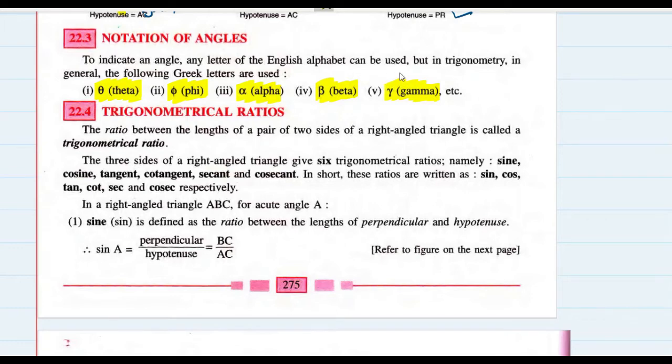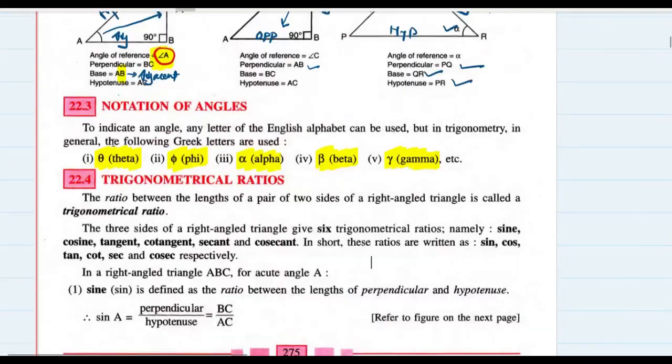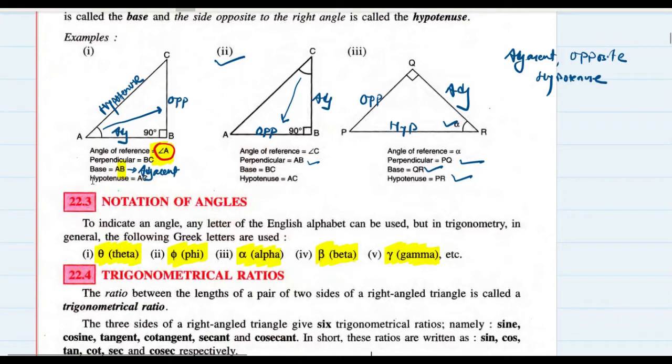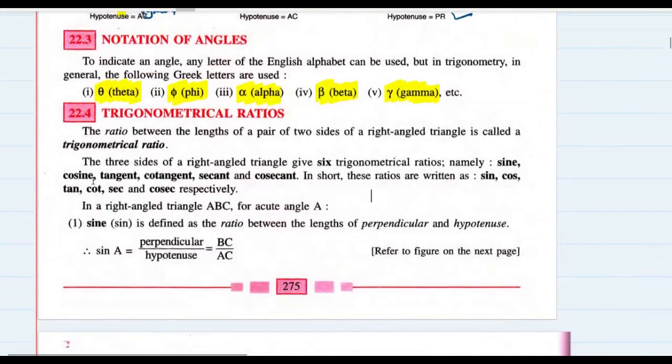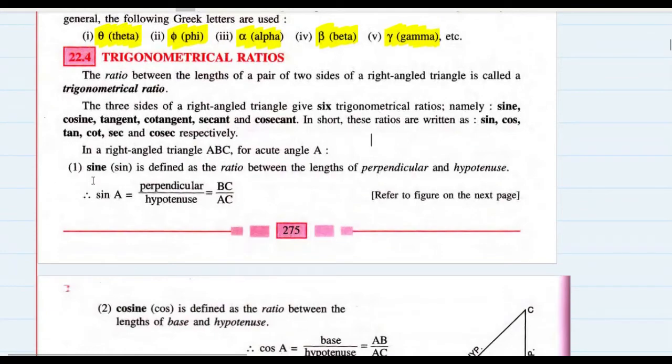right angle triangle. Always remember that the angle of reference, which is denoted by these Greek letters, is always an acute angle. In a right angle triangle, you know that one of the angles is a right angle and the other two angles are acute angles. So the angle of reference which we are referring to as of now is the acute angle only. Now let's talk about trigonometrical ratios.